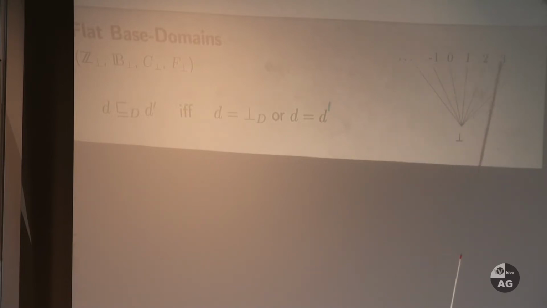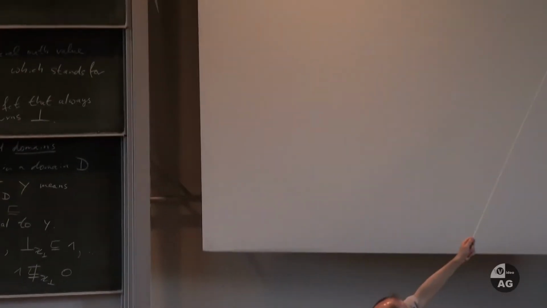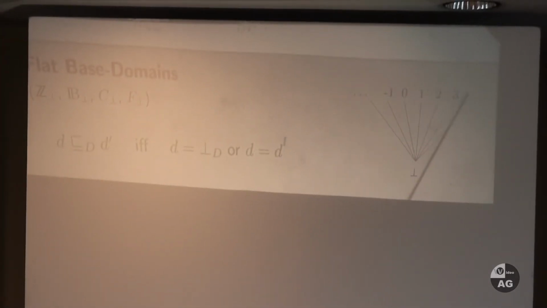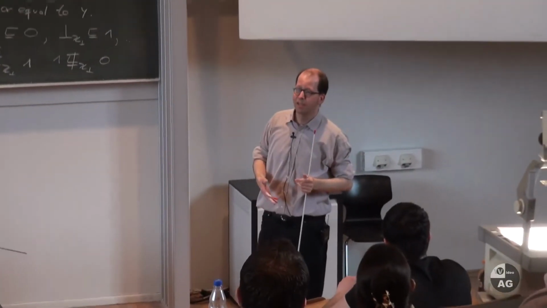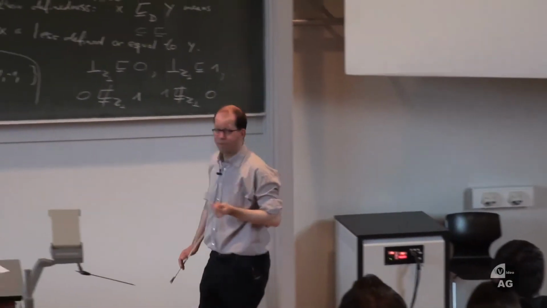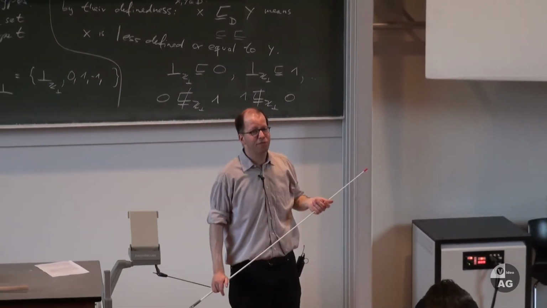So 0, 1, 2, 3, -1, they are all completely defined. In other words, there are just two stages of definedness. Either things are completely undefined, then they are here, or they are completely defined, then they are there. And domains that look like this, where you have either complete definedness or complete undefinedness, are called flat domains. And so Z bottom is a flat domain.